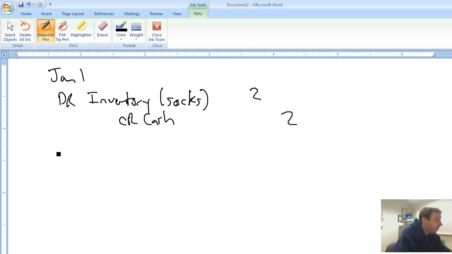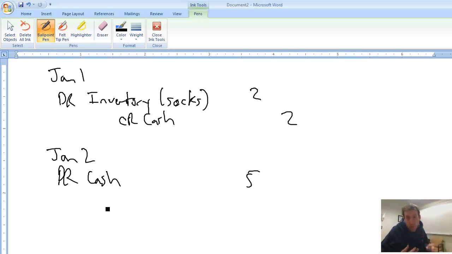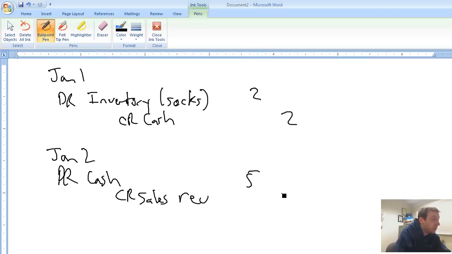Now it's January 2nd, and Walmart wants to sell their socks, or they do sell their socks on January 2nd. We said if they buy them for $2, they're probably charging $5, $6, $7. Let's assume, though, it's $5. So they get cash of $5 from their customer, and that's how Walmart earns money. This is a revenue to them, and Walmart's revenue is called sales revenue, and any retailer's revenue is going to be called sales revenue. So they earn sales revenue of $5.